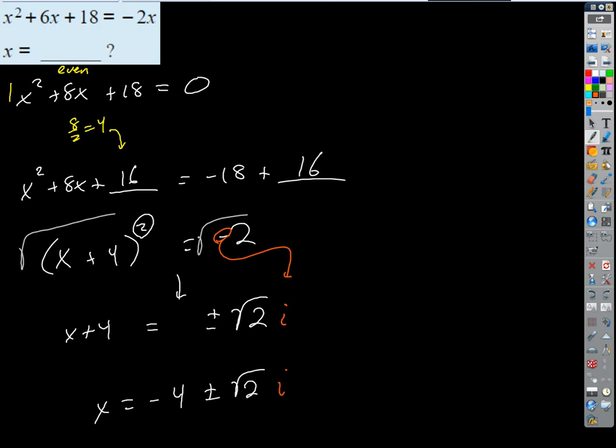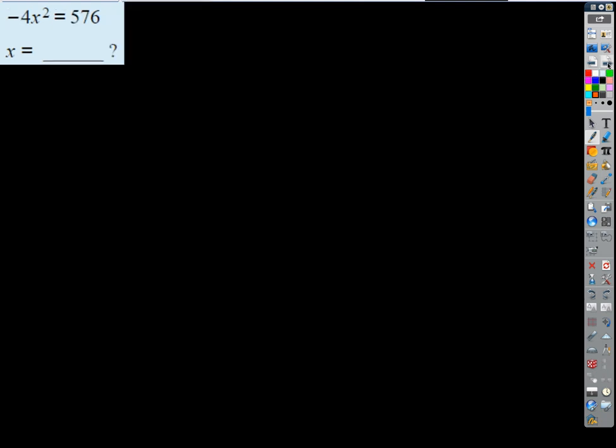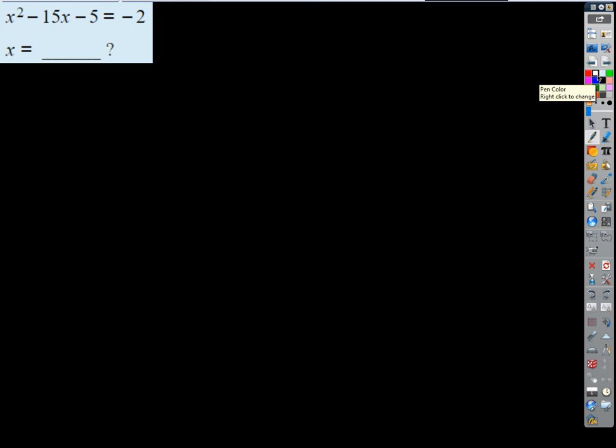Okay? And let's see which other ones we need to do. We haven't done yet. We did one like that. We can probably skip that. Okay, yeah, a couple of these. Okay, so if we add 2, I get x squared minus 15x minus 3 equals 0.